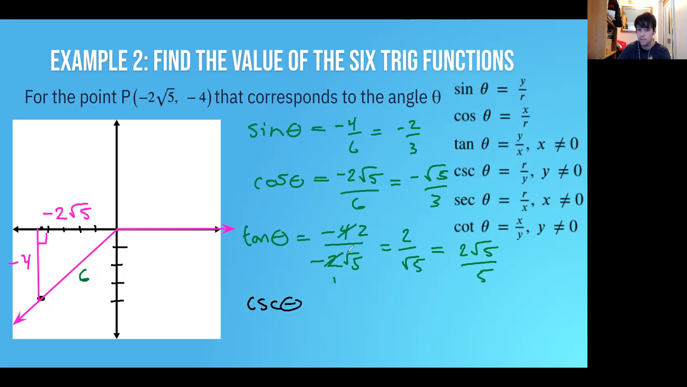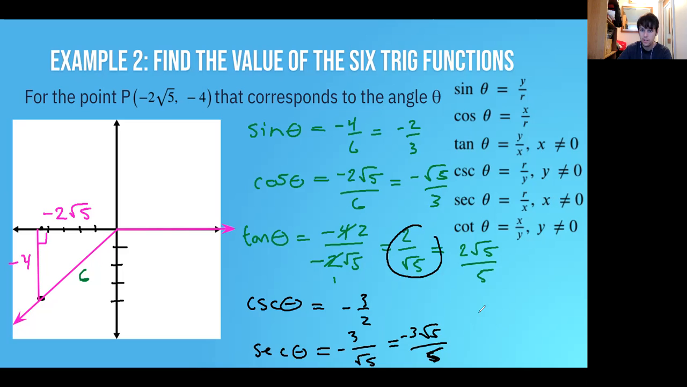Cosecant is the reciprocal of sine, so it's going to be -3/2. Secant is the reciprocal of cosine, which is 3/√5. Negative, rationalizing, that's going to be 3√5/5. Negative, right, negative. And then cotangent. Cotangent is reciprocal of tangent. I could reciprocal these at any point. This one actually looks like a nice place to reciprocal it. So cotangent of the angle equals √5/2. Positive. Boom.